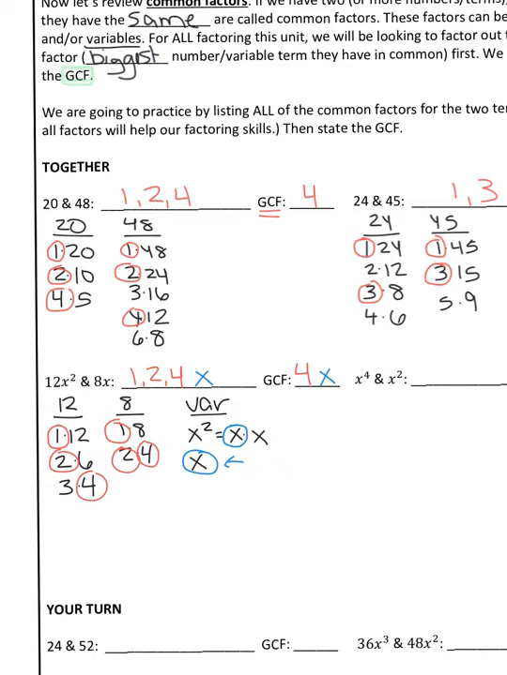See that? The coefficients out front give the 4. The variables, they both have a single x because this one right here only has one x. That means you can only take one x out. You can't take out two of them. All right, let's look at the one over here to the right.